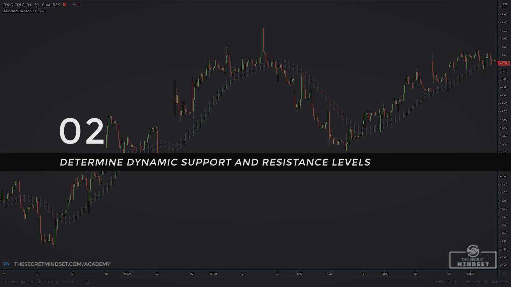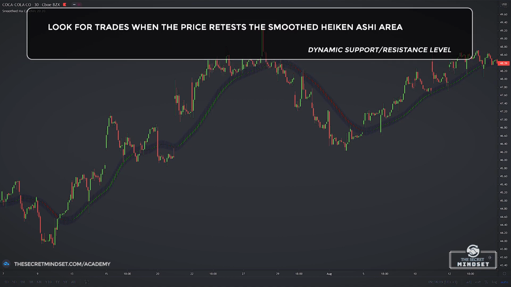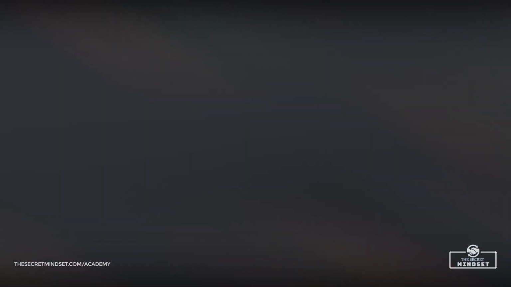Second approach is using Smoothed Heiken Ashi for support and resistance levels. If you see the Smoothed Heiken Ashi trending higher, you could enter the market on a retest of the Smoothed Heiken Ashi level. Likewise, when you are long in an uptrend market, then the Smoothed Heiken Ashi can be used as a stop-loss level. The opposite is true for downtrends. In this chart, you can see several examples of how the Smoothed Heiken Ashi can be used as a powerful level of support or resistance.